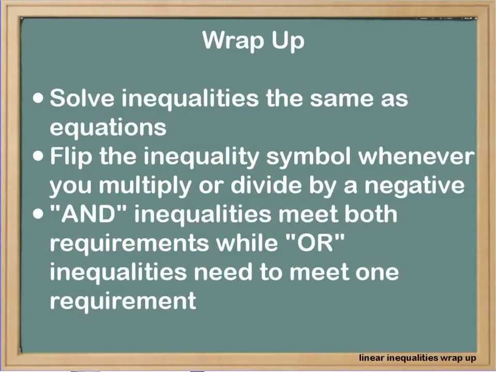Alright, to wrap it up, remember we're solving inequalities the same way as we solve equations, but you need to remember to flip that inequality symbol whenever you multiply or divide by a negative. And inequalities meet both requirements, and so they're the wedged case where you get a solution in the middle, while OR inequalities need to just meet one requirement, and that's often when you have the two shaded areas heading in opposite directions.